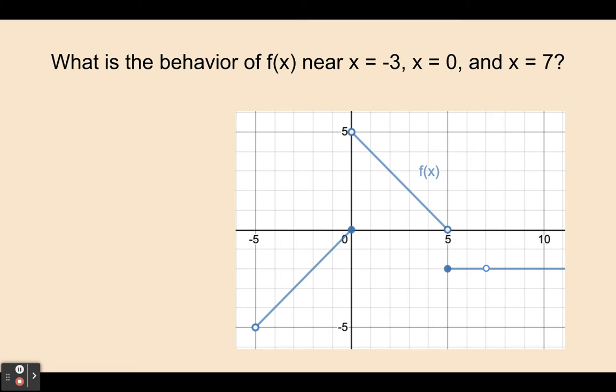So let's start with the graph first. I have a weird graph, a lot of discontinuities. I want to know the behavior of this function. So the function, graphed in blue, has interesting points near x equals -3, 0, and 7.